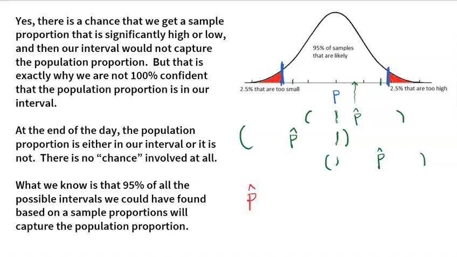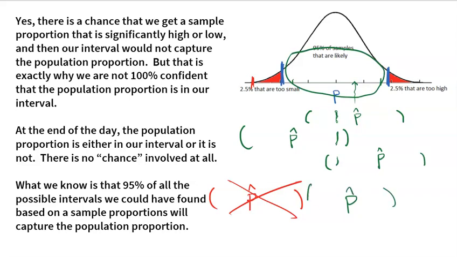Like let's just say my sample came back way down here, very, very significantly low. And when I build my interval, I don't capture the truth. But listen, samples like that are very unlikely. I'm not going to worry about it. I'm going to bet my money that any p-hat I go and find by random is going to be somewhere in the middle. Hence, when I find my p-hat and I go up and I go down, I will capture the truth.